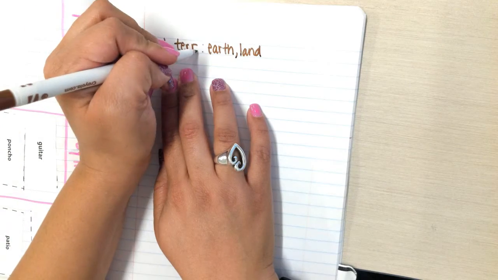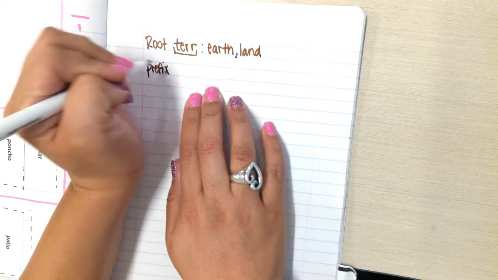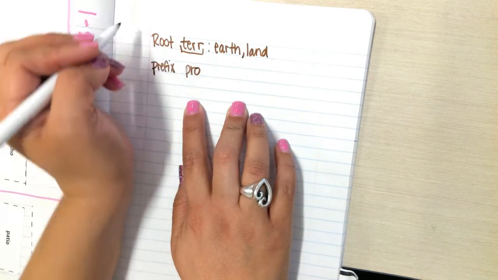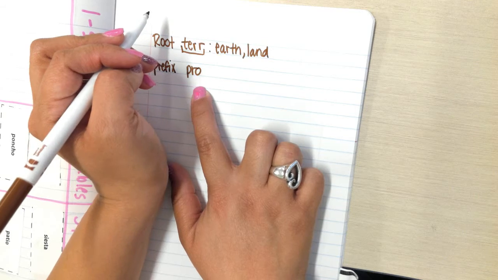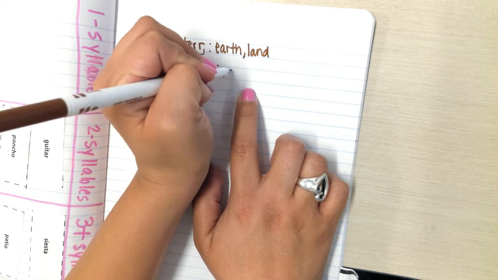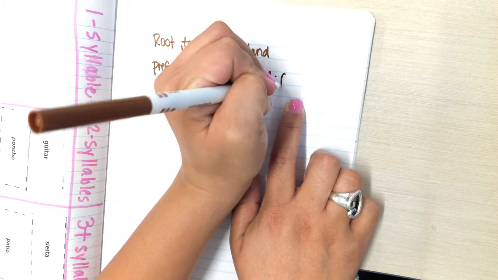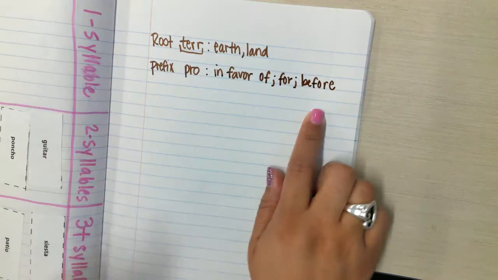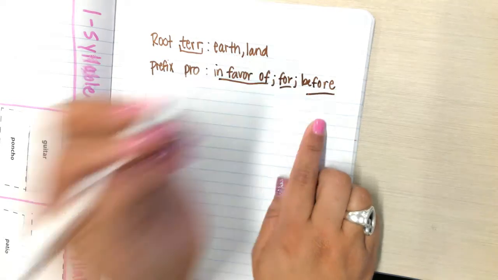Okay, so we learned about a root. Now we're going to learn about a prefix. Pro. Okay, so this is from the Latin origin also. Pro, prefix. This is always going to be at the beginning of a word too. Pro means in favor of, for, or before. It could have three different meanings. In favor of, for, or before.